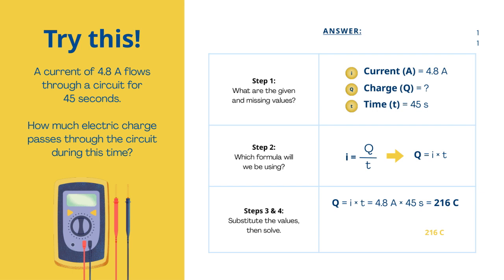So the main takeaway here is that a current of 4.8 amperes flowing for 45 seconds results in a total charge of 216 coulombs passing through the circuit. This example helps us understand how current and time directly influence the amount of electric charge transferred.